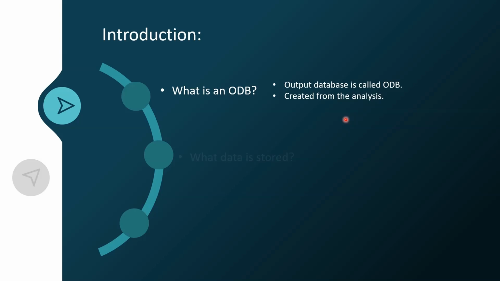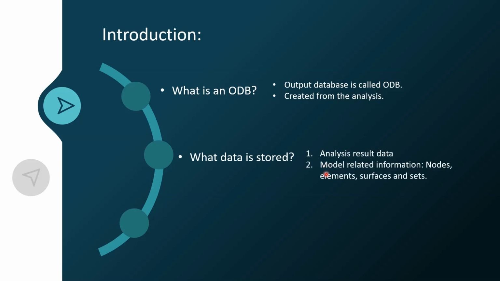So what data does it store? Basically, it stores two types of data. One is the analysis data. Analysis data depends on what type of analysis you are doing. For example, for structural analysis, the displacement data, strain data, stress data can be there. For frequency or FRF analysis, the frequency related data, acceleration, displacement, strain energy data, right? All this data will be stored in the ODB.